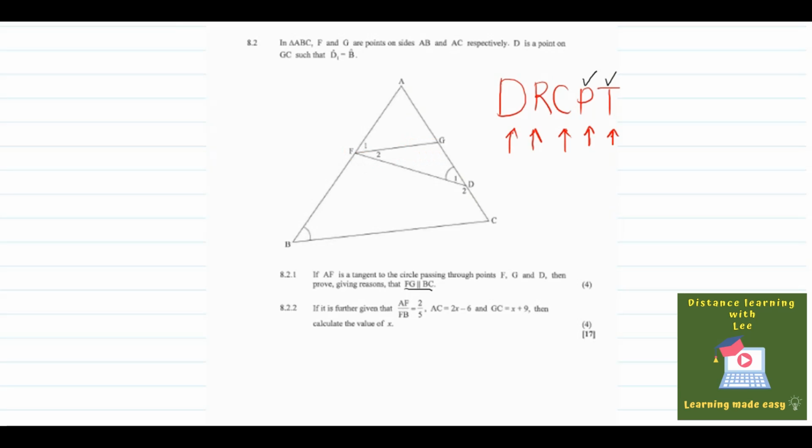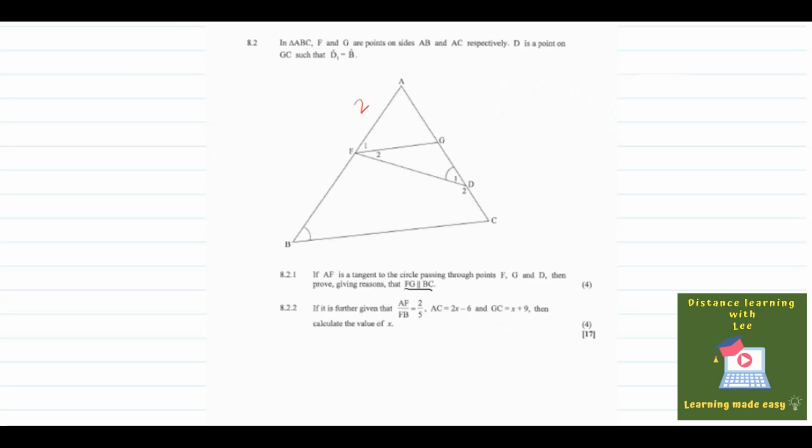So this is the construction line that is drawn, and this construction line divides AG and GC proportionally. Furthermore, we are given the information that AF over FB is equal to 2 over 5, so we want to put in that information. We are told that AC is equal to 2x minus 6, so we put that in. And we're told that GC is equal to x plus 9, so we put that in. Okay, AF is equal to 2.